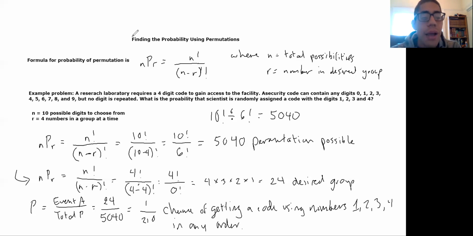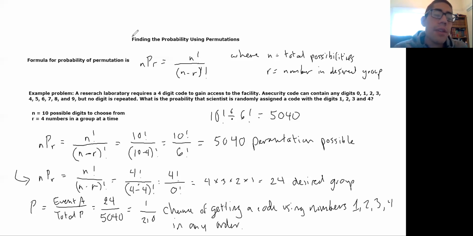Okay, so how do I find the probability? I have 24, I have 5,040, what am I gonna do? Well, we've established that 24 is my numerator in the probability, it's event A, and the total is 5,040, so that's my denominator. So I'm just gonna divide them. There's 24 possibilities of getting a code with digits 1, 2, 3, and 4, and you're gonna divide that by the total possibilities, which is 5,040.